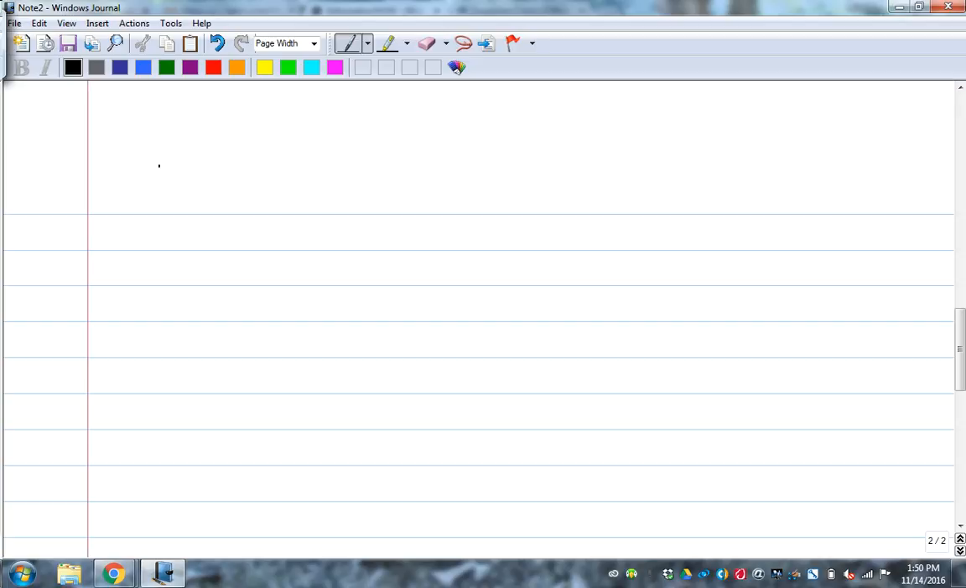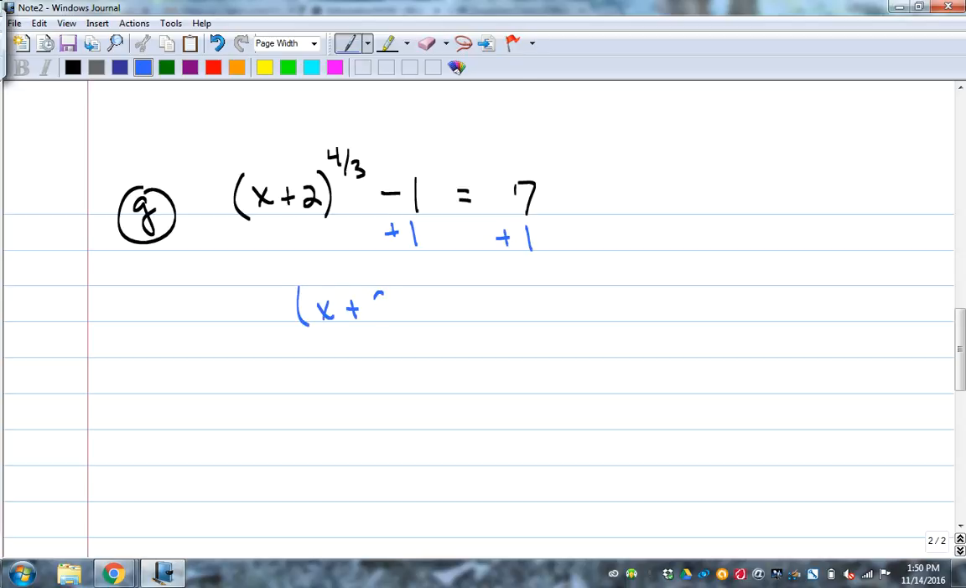We're going to get to some that get multiple answers, and that kind of makes it really clear when it works, when it doesn't. Let's do this: x plus 2 to the 4/3 minus 1 is equal to 7. What do you do first? Add 1, yeah. Get rid of that stuff that's not part of the stuff that has the fraction exponent.